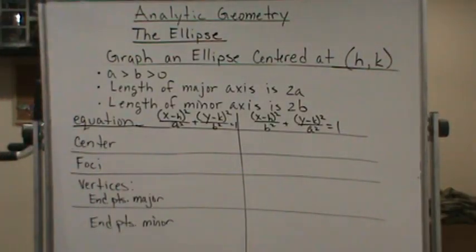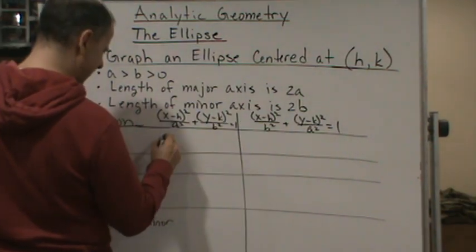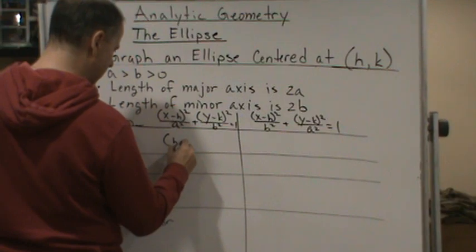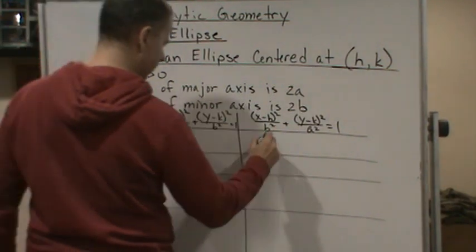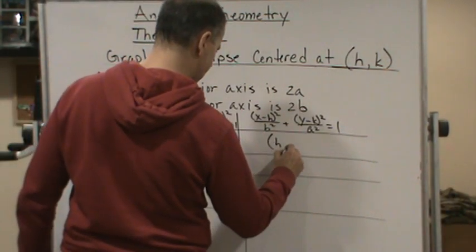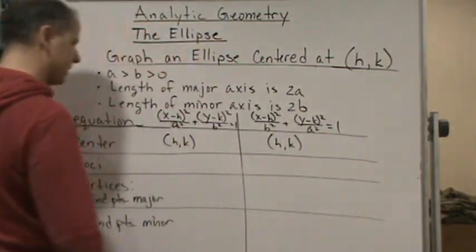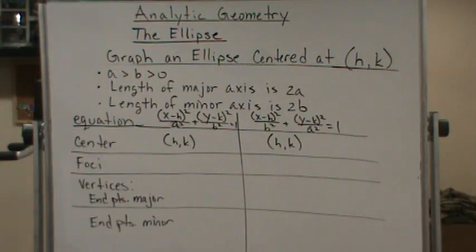So the only difference is now we're adding h and k to the mix. That's it. And now the center, in this case here, the center will always be h comma k. Right? That's what this is telling us. It's telling us that the center is now located at h comma k.